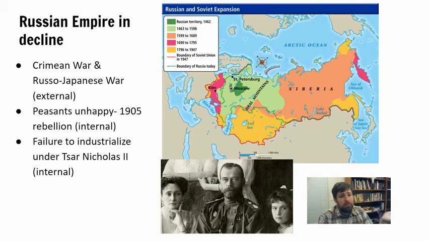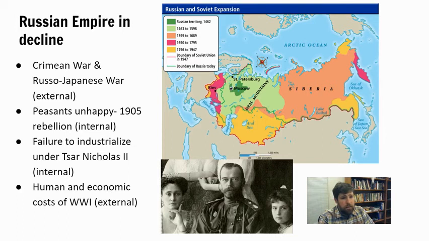And also, they were faced with the human and economic costs of World War I, which was incredibly unpopular in Russia. The Eastern Front was the part of World War I that was fought between Germany and Russia on the eastern border of Germany. There were extremely high casualties on both sides.